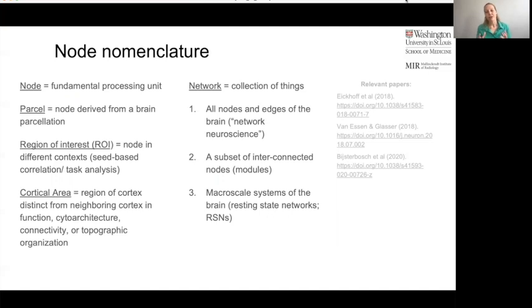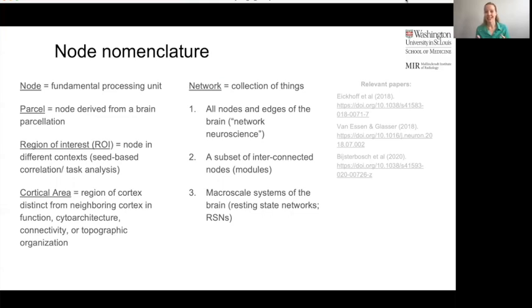Let's first of all go over some of the different concepts and terms that are relevant for defining the nodes for our network analysis. First of all, when I'm referring to a node, the goal is to identify a region of the brain that we can think of as a fundamental processing unit. And in the rest of my talk, I'm going to go a lot more over the different considerations for how we can define that. The term parcel is also used, which is essentially the same as a node derived from a brain parcellation. You might have also heard the term region of interest, which is also essentially a node, but often in a different context. Cortical area is a region of cortex distinct from neighboring cortex in function, cytoarchitecture, connectivity, or topographic organization.